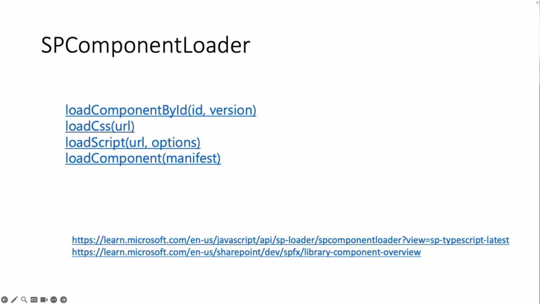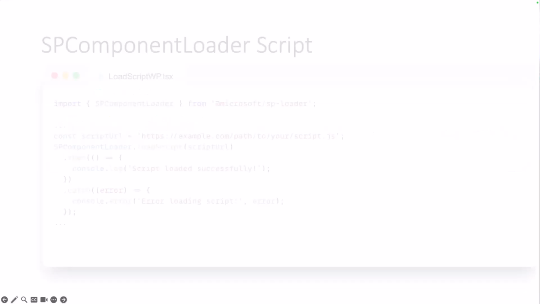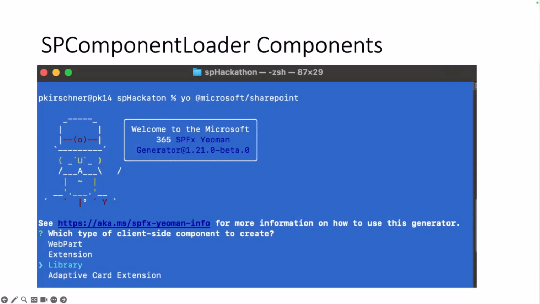But why am I talking about the component loader? The component loader has four methods. Maybe you know the CSS component loader. It's a one-liner, and you can load a style sheet very easily. Or you can load JavaScript. You find it in other samples. But what is, in my opinion, an underrated thing is load component by ID.